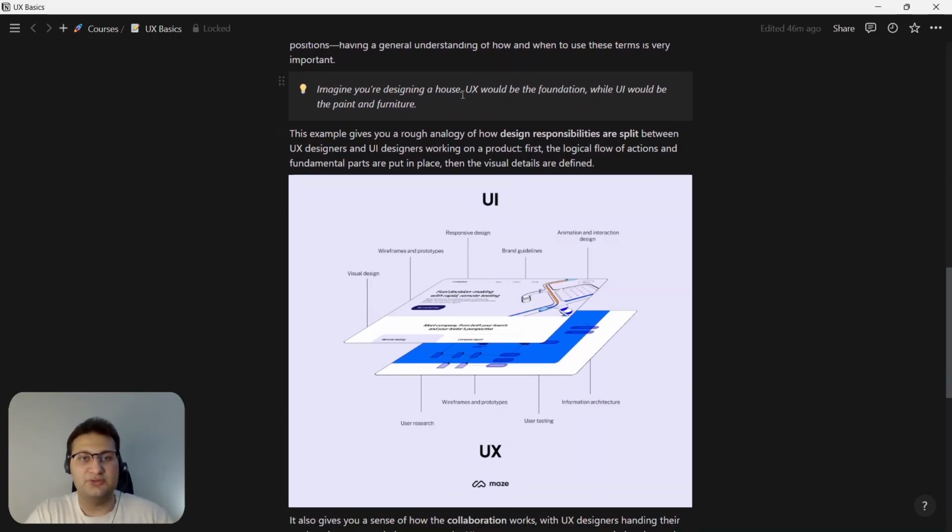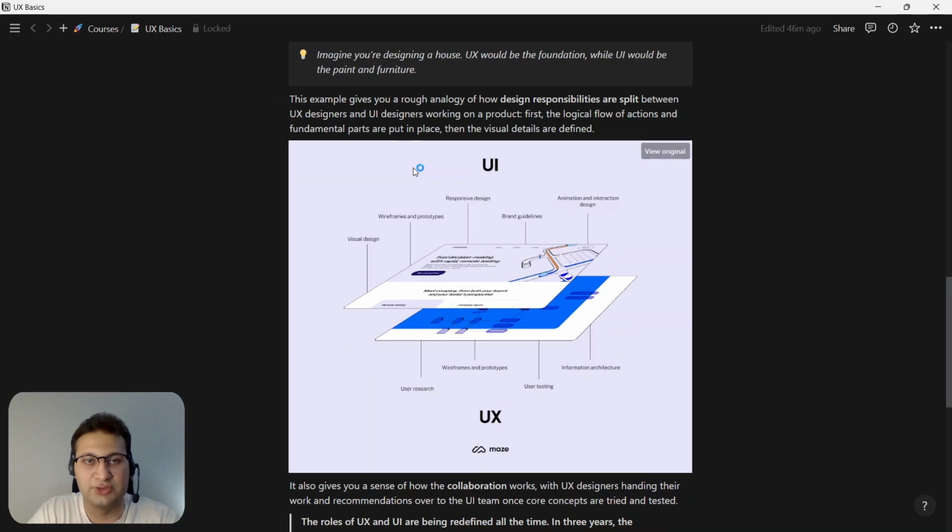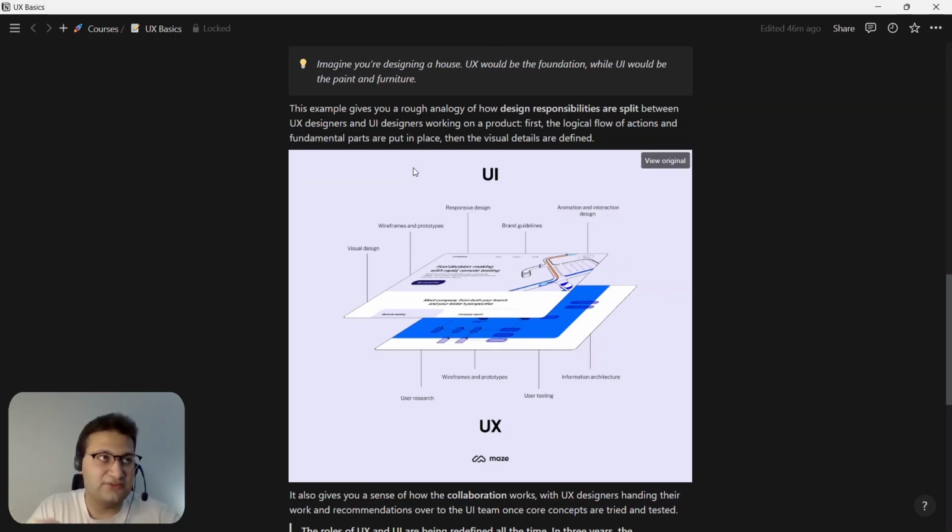Imagine you are designing a house. UX would be the foundation, while UI would be the paint and furniture. I really like this one, that's why I've introduced it here. Now these are the sorts of analogies which make sense, right? Because they actually talk about the places in the process where each of them occurs. They are both part of the design, but UX work usually happens before we progress to the UI.